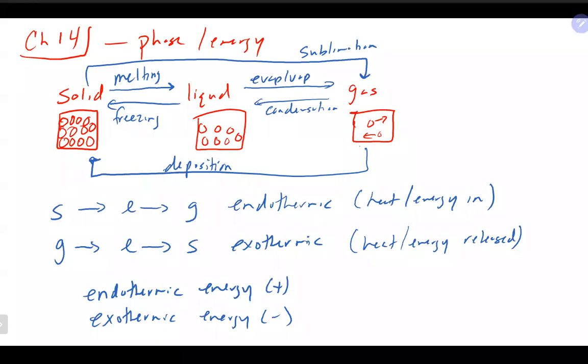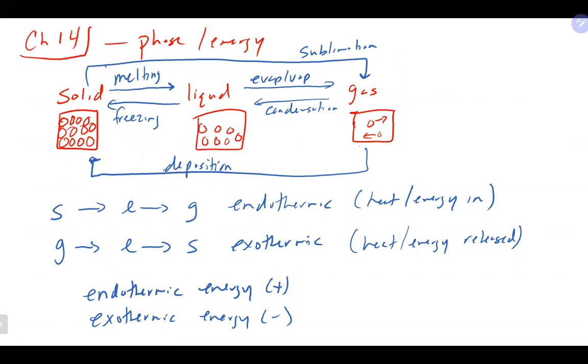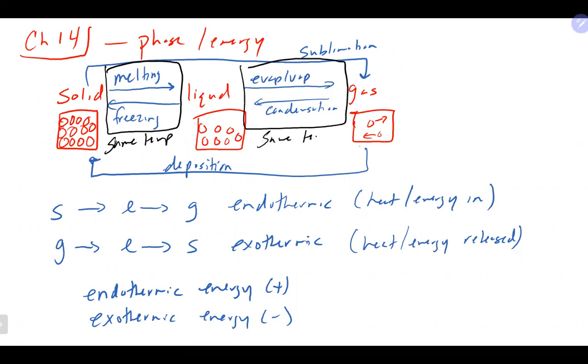These transitions occur at the same temperature. So melting and freezing occur at the same temperature. That is the normal freezing or melting point of a substance. Same thing here, evaporation and condensation also occur at the same temperature. That is the normal boiling point of a substance.